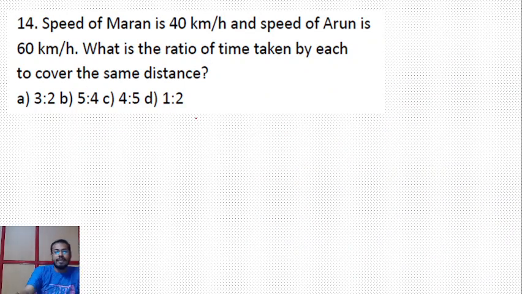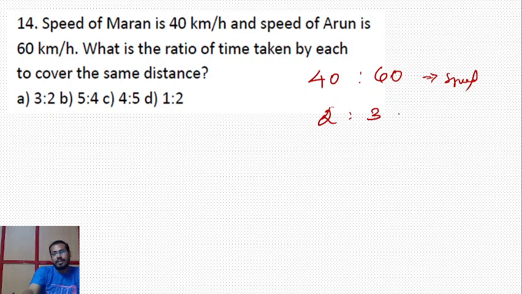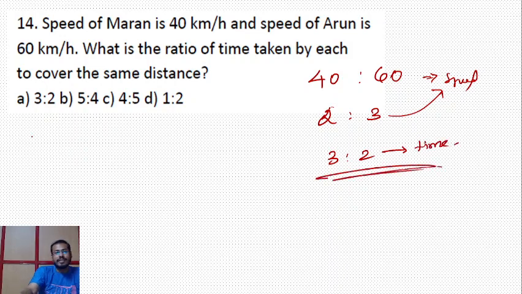Look at this. Speed of Maran is 40 km per hour and speed of Arjun is 60 km per hour. What is the ratio of time? This is the speed ratio. Speed ratio is 2 is to 3. If speed is 2 is to 3, then time will be 3 is to 2. Correct? That's the answer.